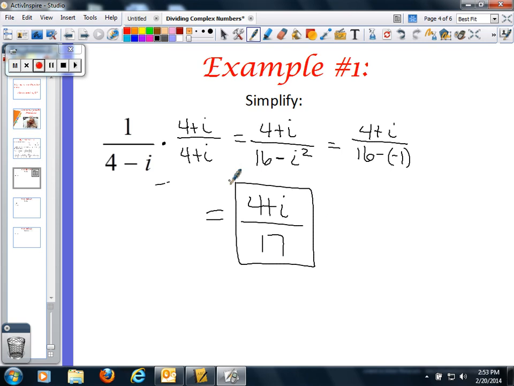Okay? So this is just a simplifying problem where I'm giving you a fraction with an i or a radical in the denominator, and you're going to simplify it and get the radical out of the denominator.